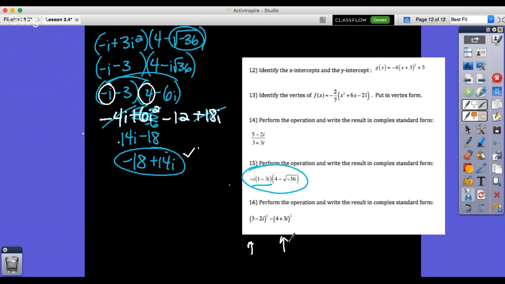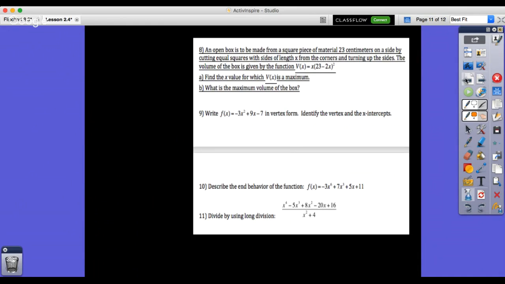Okay, can we work on the long division again? I remember we did it, and I feel like I got it. I just always get stuck on one spot. Absolutely. So x to the fourth minus 5x to the third, 8x squared minus 20x plus 16. We're going to divide that by x squared plus 4.